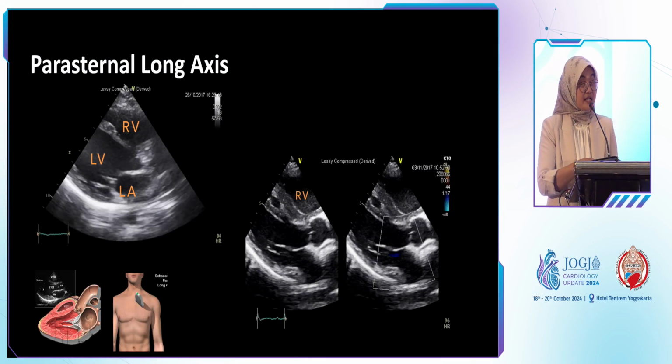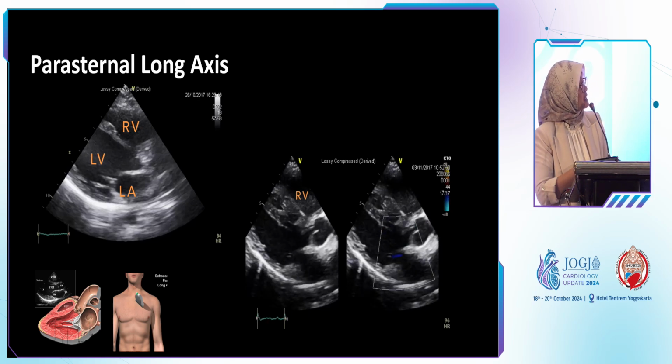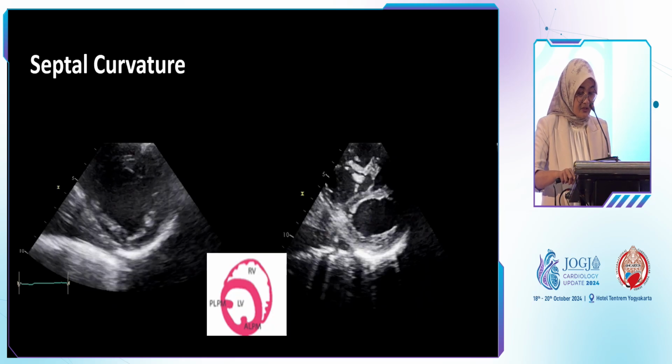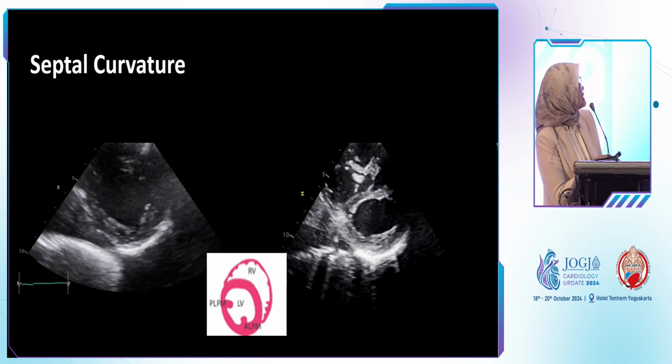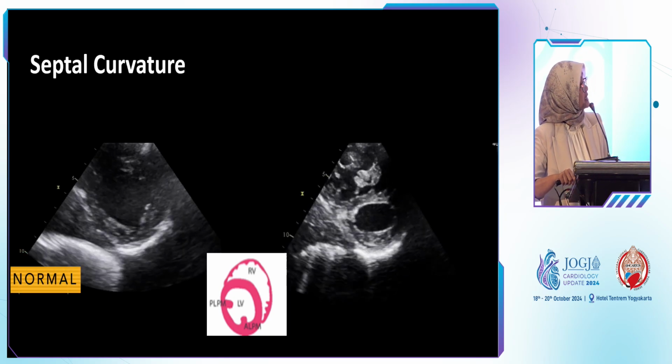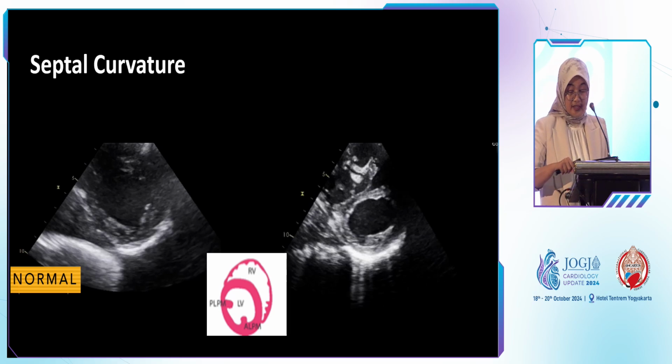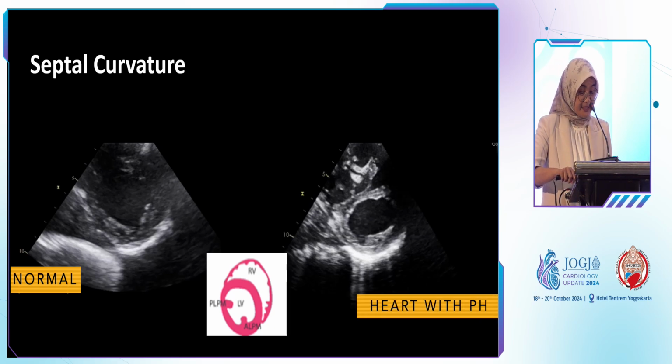And in the parasternal long axis as well, you can see there should be balance between the right ventricle and the left ventricle with normal function and normal valve motion. But in this situation, you can see that the right ventricle is dilated and there is flattening of the interventricular septum. And this also happens if you look at the septal curvature. In the normal one, it looks concave, but in this situation, you will see flattening of the interventricular septum in pulmonary hypertension.